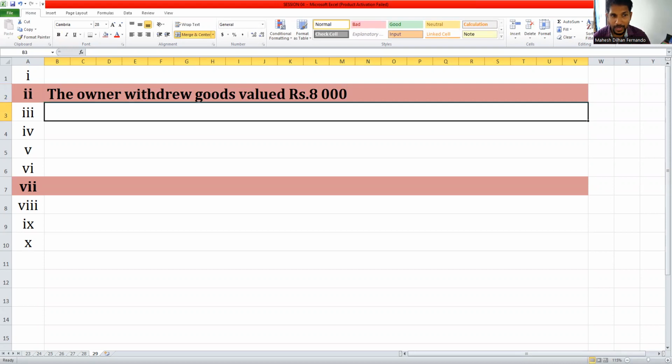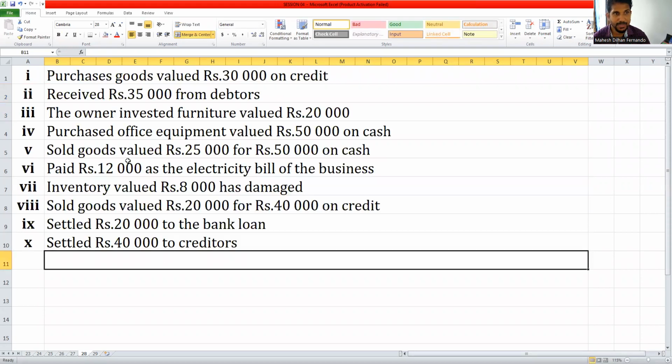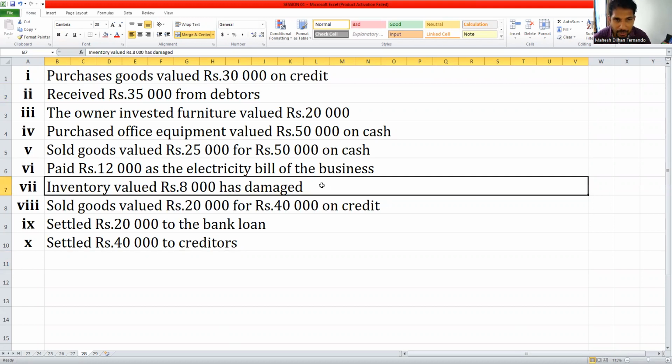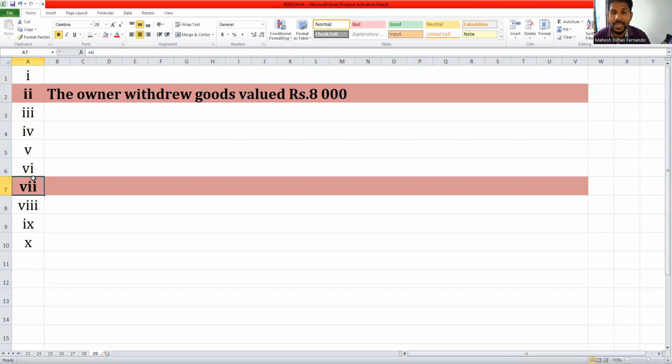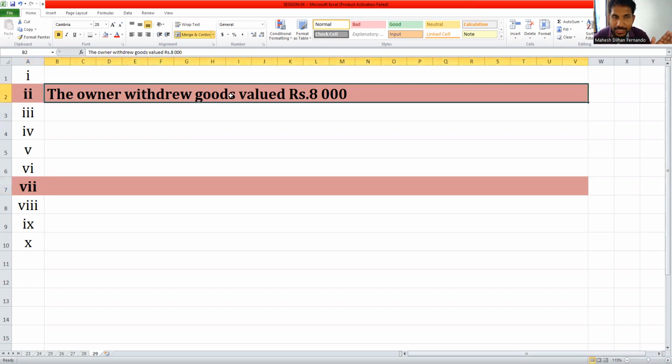Look, son, this inventory value 8,000 has been damaged. Why? Because that affects profit; there were no drawings. We were told in question number 29 that transaction number 2 and 7 have not influenced the profit. Therefore, the reduction in the equity should not be an expense or a loss. That is how I recognized transaction number 2 is a drawing.